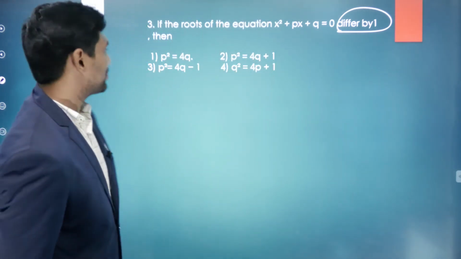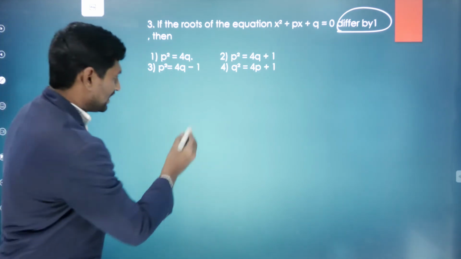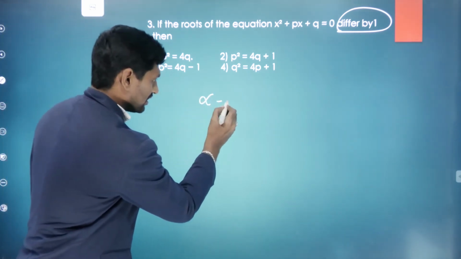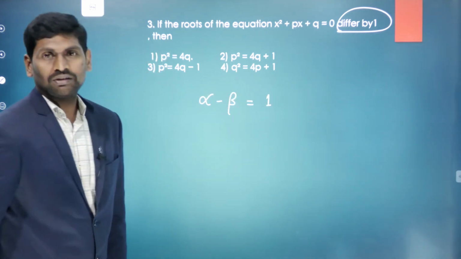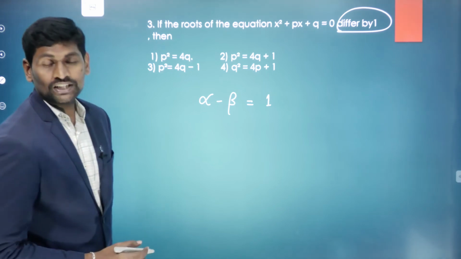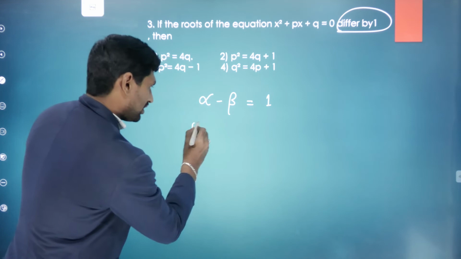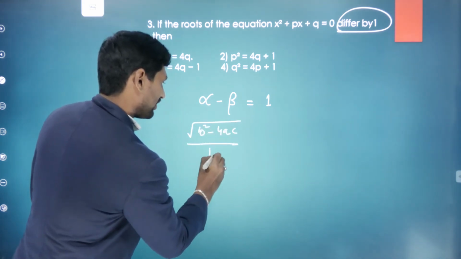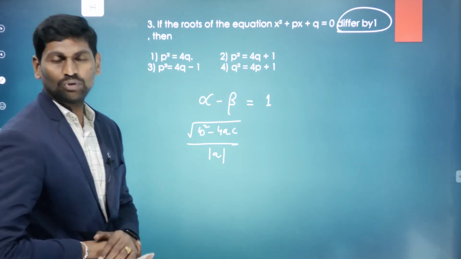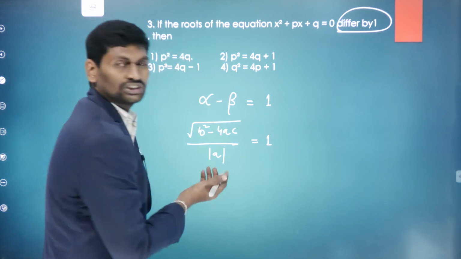Alpha minus beta is also there. We have one more chance for getting an easy answer, right? The roots differ by 1, so alpha minus beta value is 1. But what is the formula for alpha minus beta? We discussed it, no? The symmetric form: root over b square minus 4ac by modulus of a. That is equal to 1. So within 2 steps it will be complete.